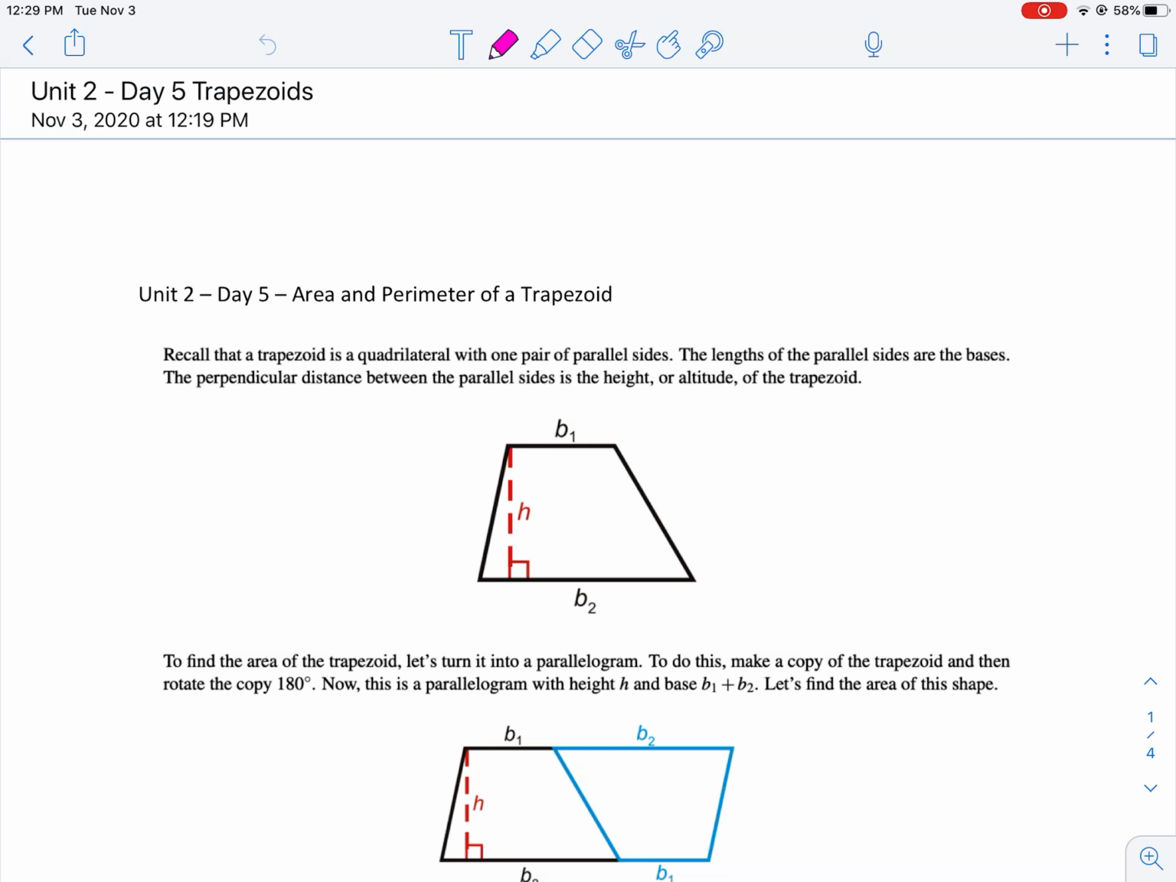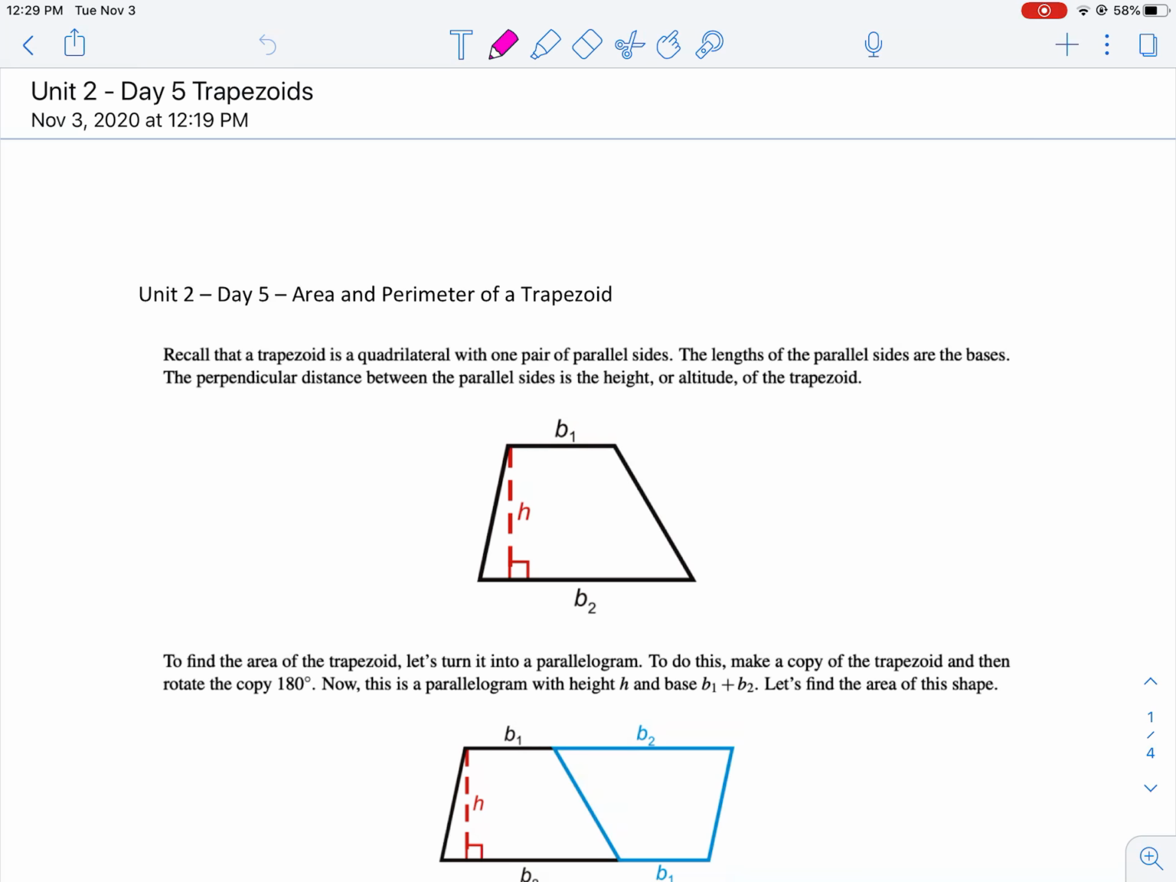We're going to be talking about area and perimeter of a trapezoid. If you're watching this again, I already talked about this in class, but it's good to stay in good habits and continue recording this video. So I'm just going to do a little bit of reading.